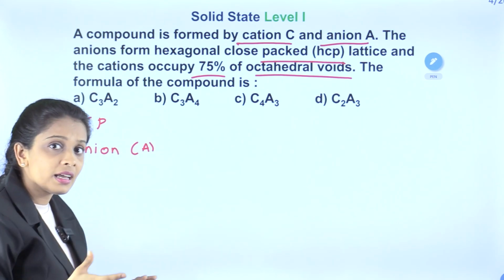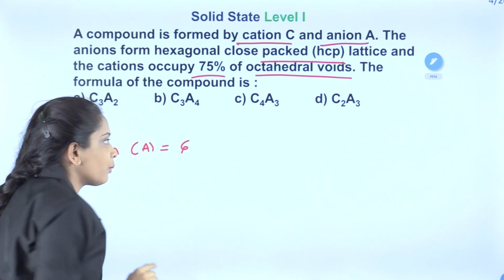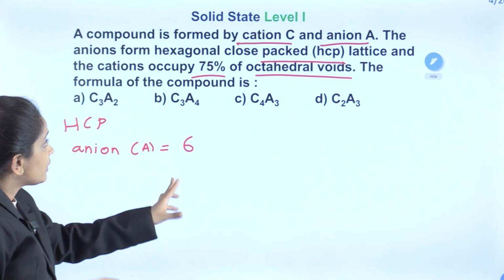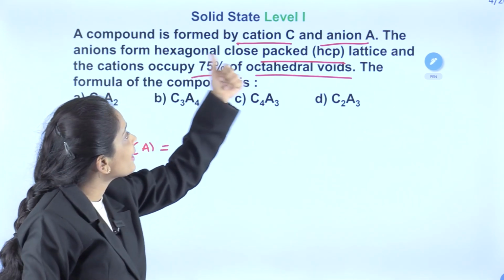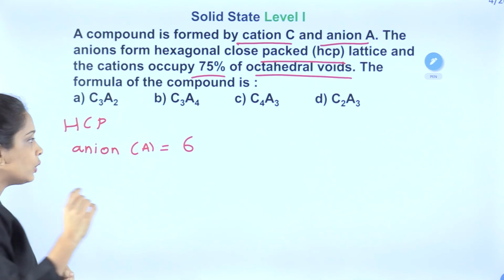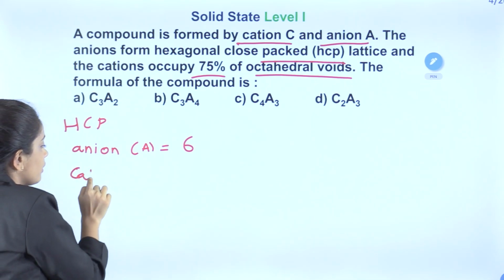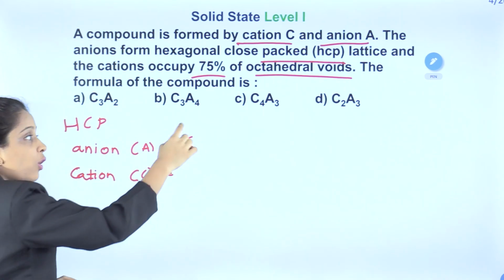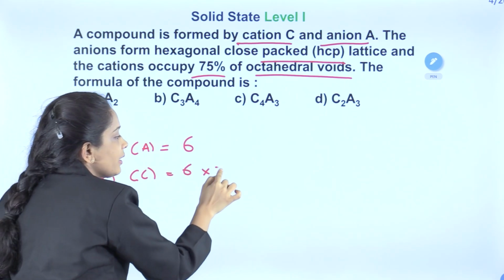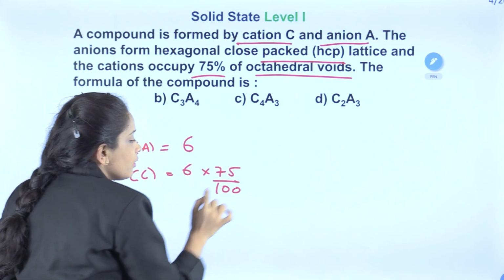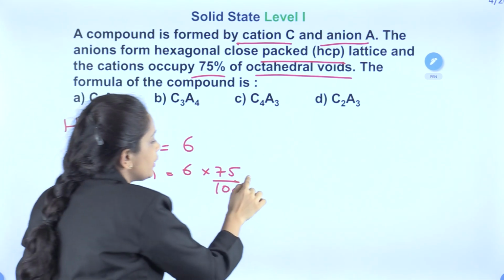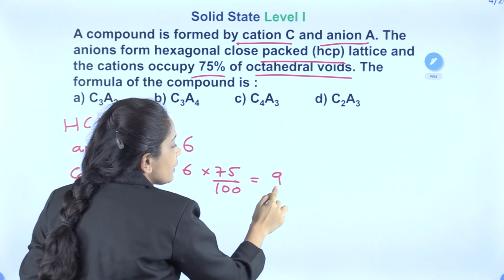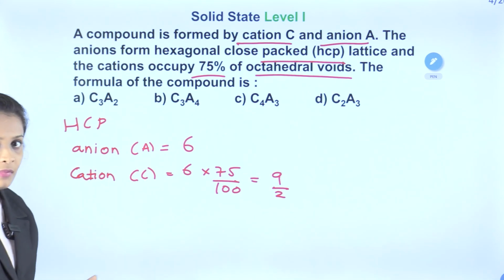So we can say that the anions, total number, are 6. I am hoping you know this part, we have discussed it in my normal video. Now they are telling us that cations occupy 75% of it, yes or no. So the cation, that is C, is occupying 75% of this. So 6 into 75 upon 100, the answer we will be getting is approximately, it is equal to what, students? Approximately we will be getting 9/2. Am I correct with it?